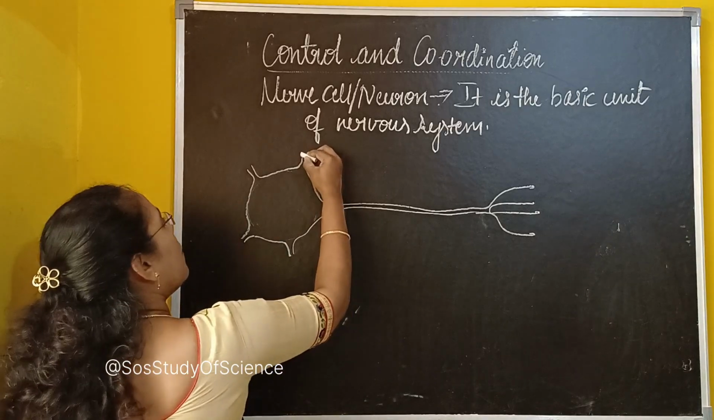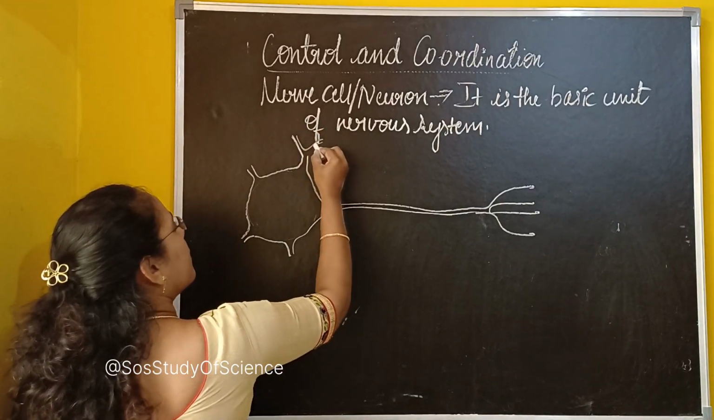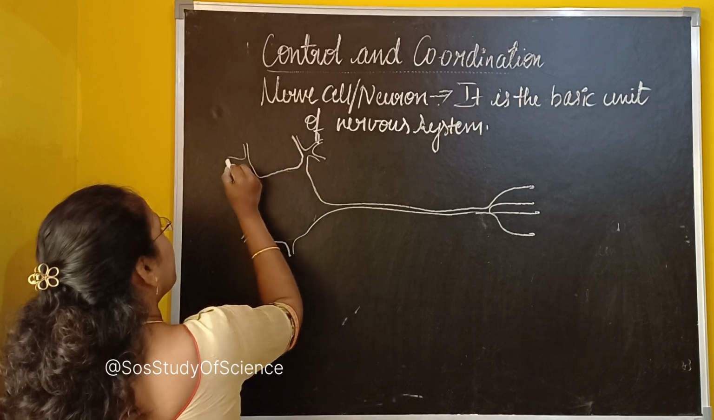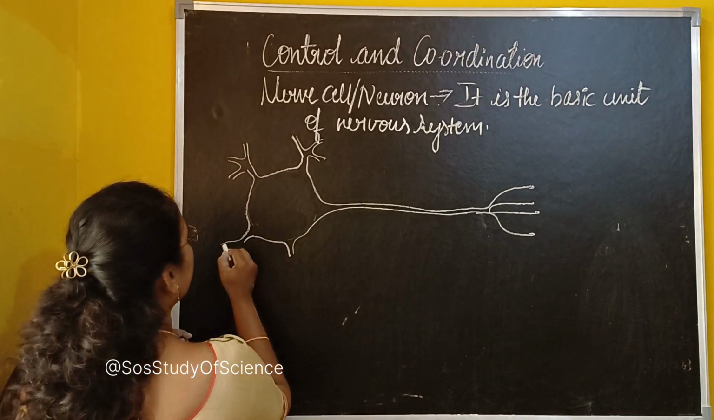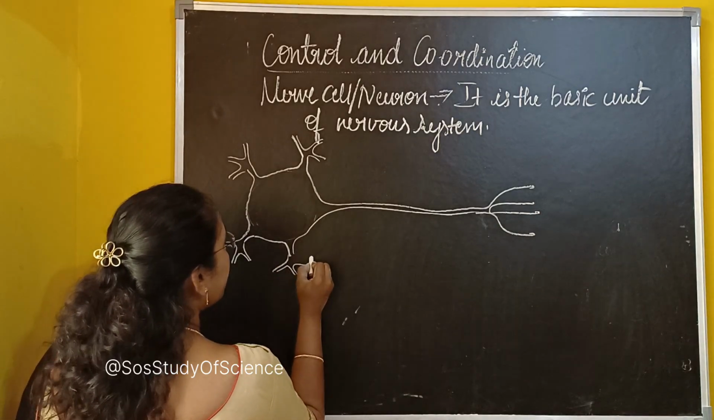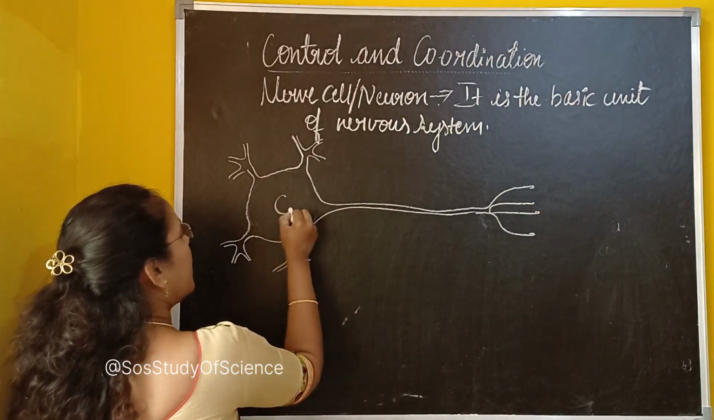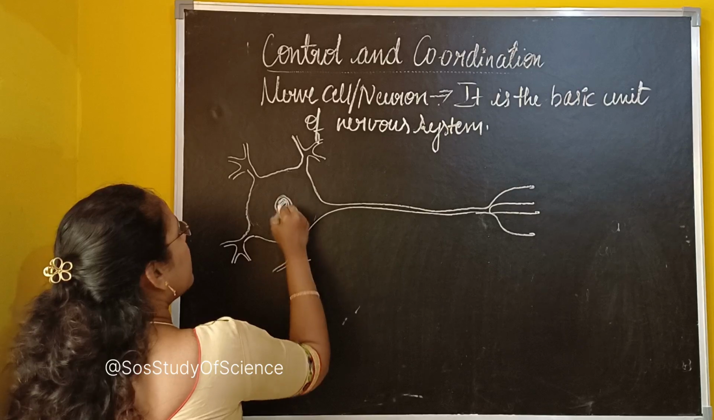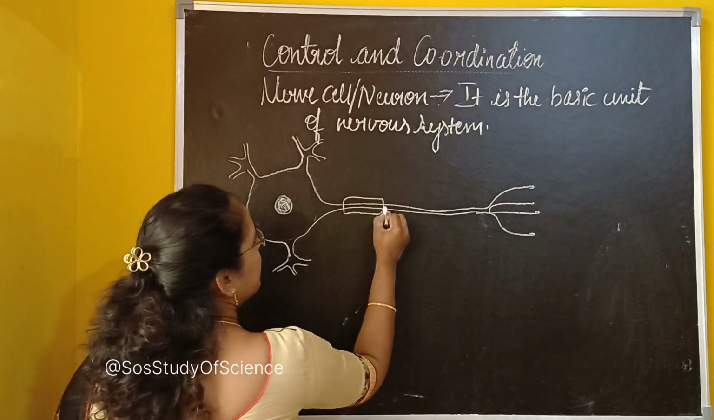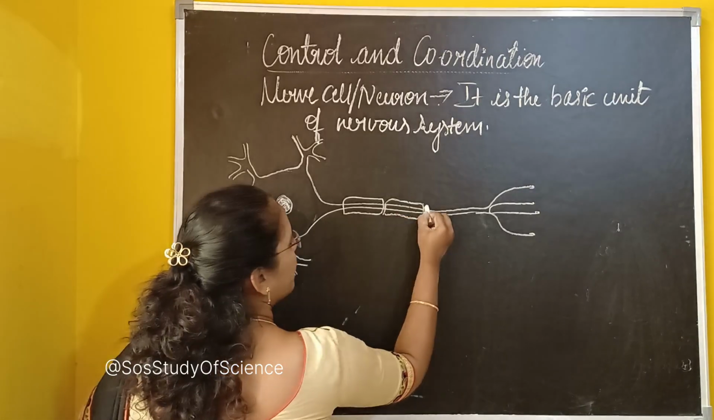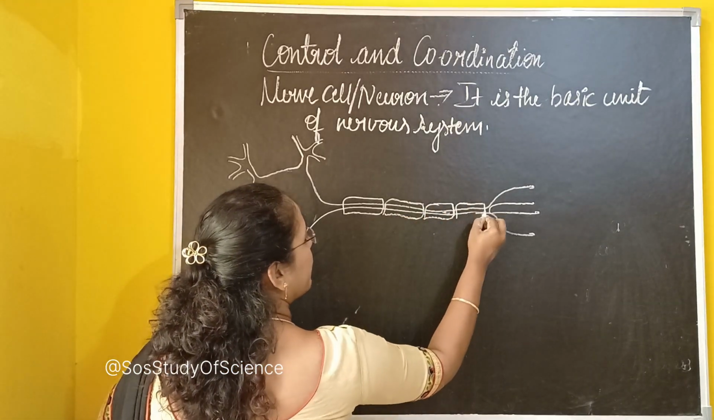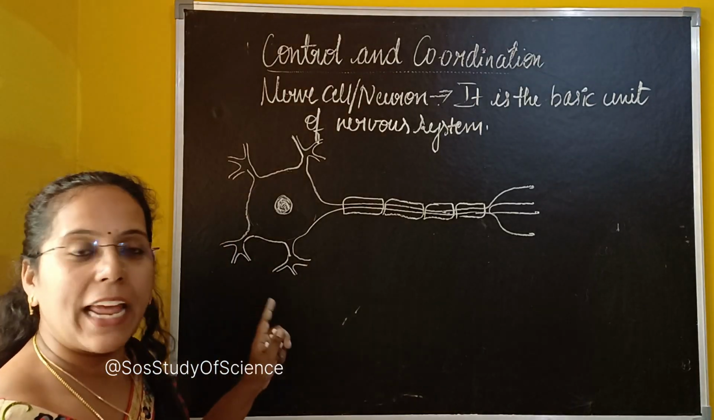Now draw the branches that arise from the cell body. This is very important, children. If you know this, it's very easy to understand. So let's now draw the nucleus. Then here, let us draw the axon part. Now I'm going to label this.